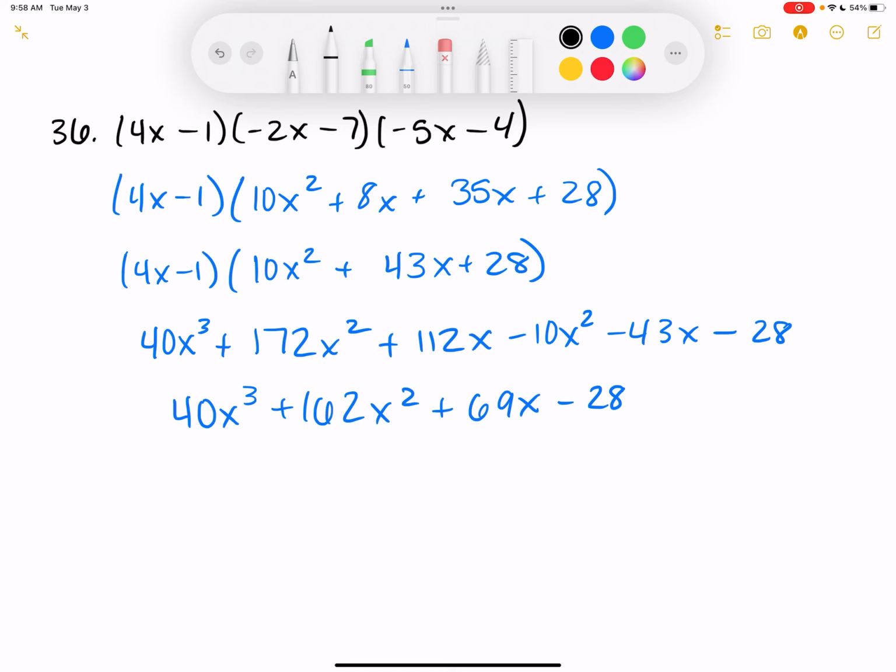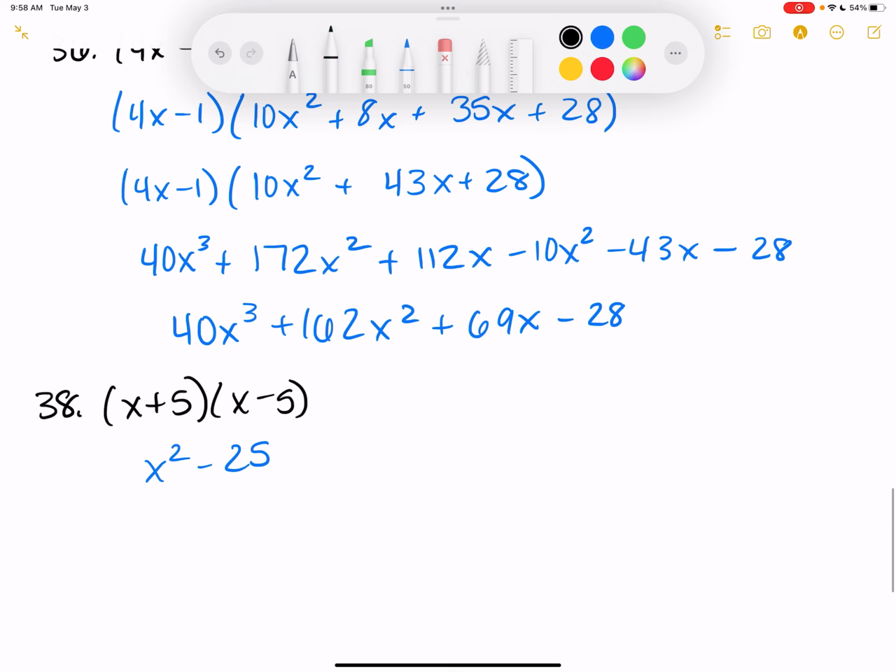All right, find the product. We already found x plus 5 times x minus 5. Special type, go. Difference of squares. Y'all should be able to rattle this off. Come on, let's go. What does it equal? X squared minus 25. Yeah, the difference of squares.